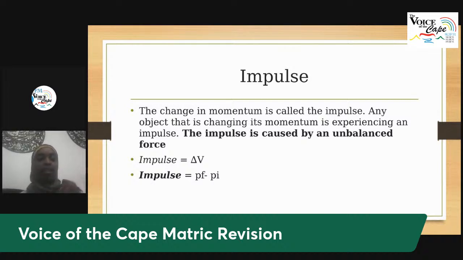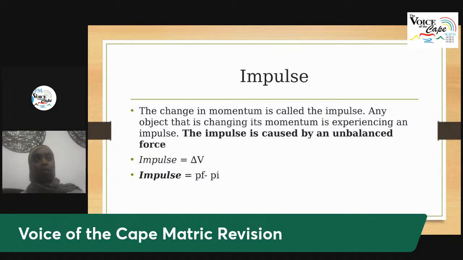Now let's define impulse. So we've defined momentum. What did we say? It's mass in motion. It's an object's mass due to its change in velocity. So let's define what impulse is. We've already spoken about momentum. The change in momentum is called the impulse. Any object that is changing its momentum is experiencing an impulse.